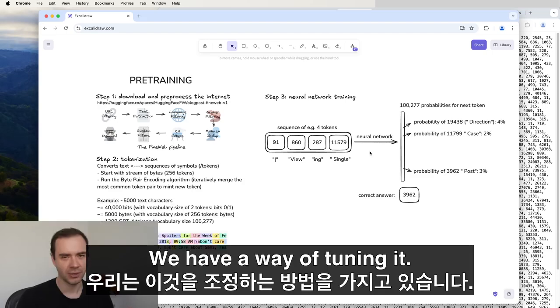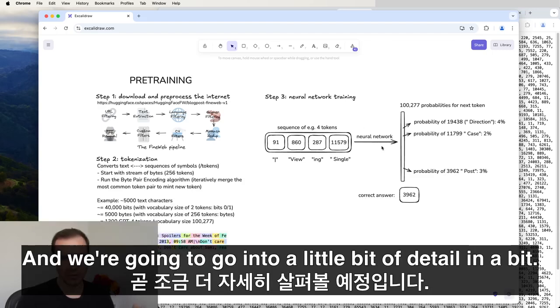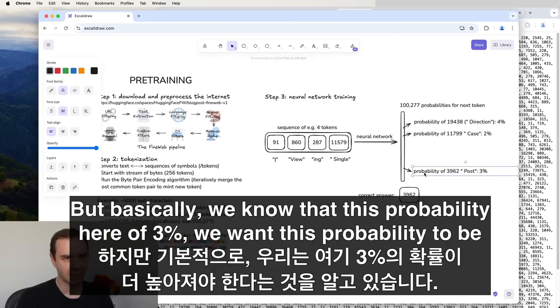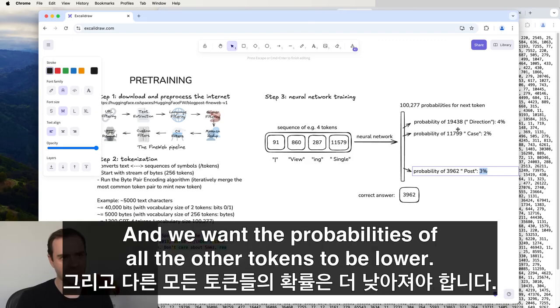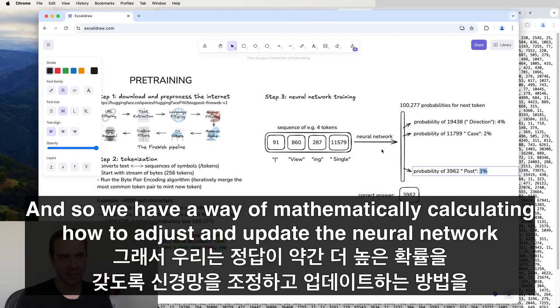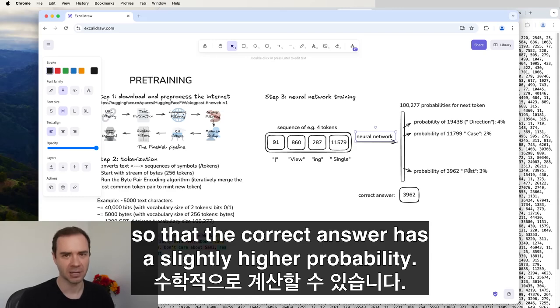So now what we have is this mathematical process for doing an update to the neural network. We have a way of tuning it, and we're going to go into a little bit of detail in a bit. But basically, we know that this probability here of 3%, we want this probability to be higher, and we want the probabilities of all the other tokens to be lower. And so we have a way of mathematically calculating how to adjust and update the neural network so that the correct answer has a slightly higher probability.